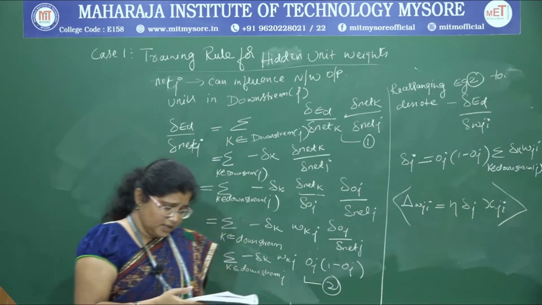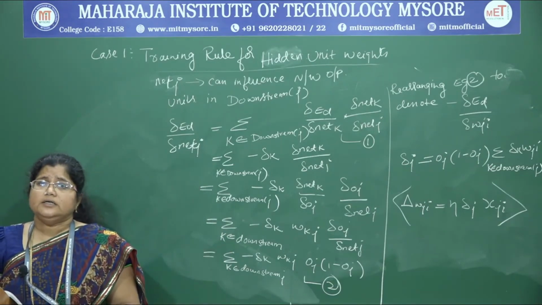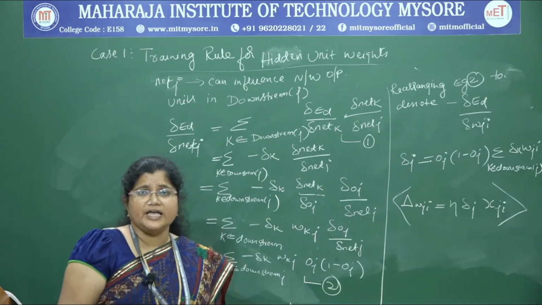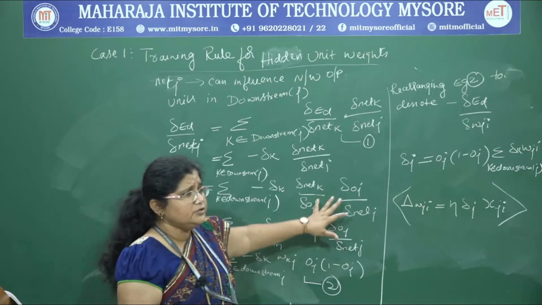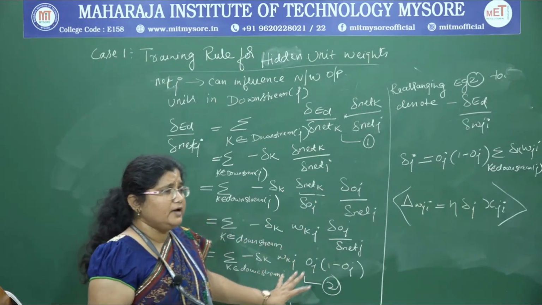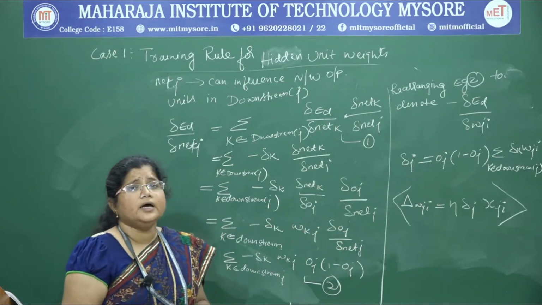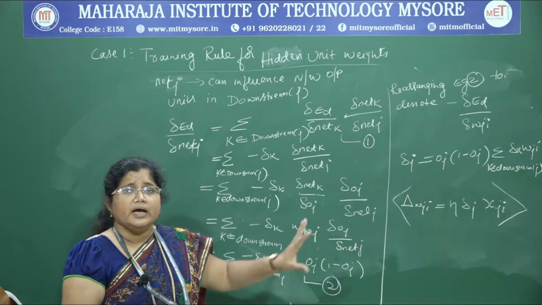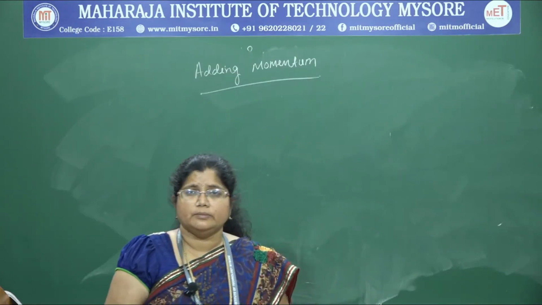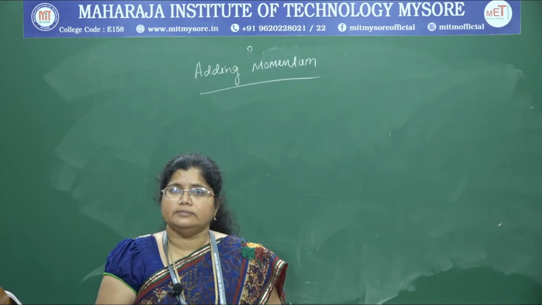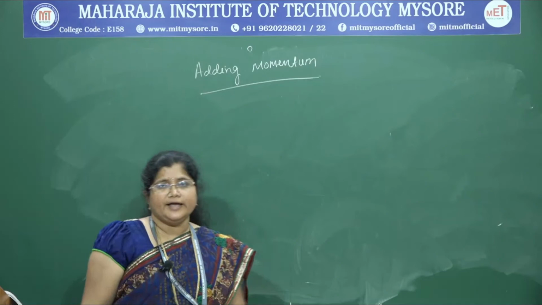So that is about how we consider the output of the downstream of the jth unit present in a hidden layer and update the values using these derivatives, looking at how the weights are updated inside the hidden layer. Now, adding momentum. What is this adding momentum? Let us understand this concept with an example.